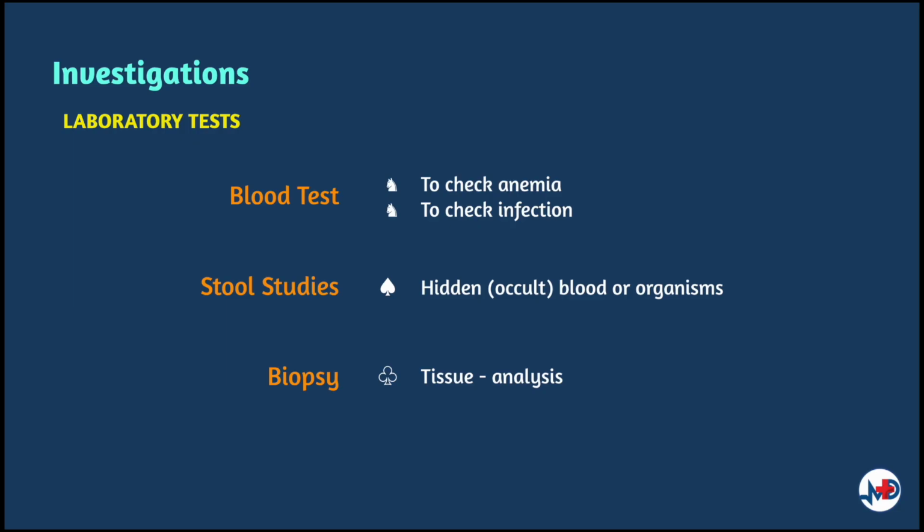For laboratory tests, the physician may suggest blood tests to look for anemia as well as to look for signs of infection. Stool studies may be recommended if one needs to look for any occult blood or organisms such as parasites in the stool to exclude parasitic infections. Essentially, one would need a sample of tissue biopsy for lab analysis.